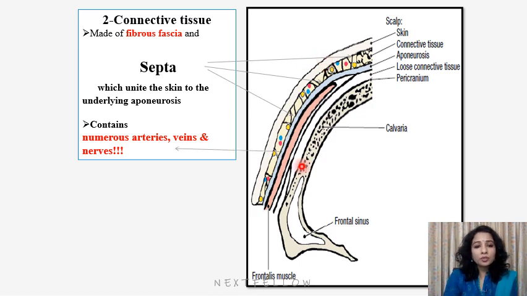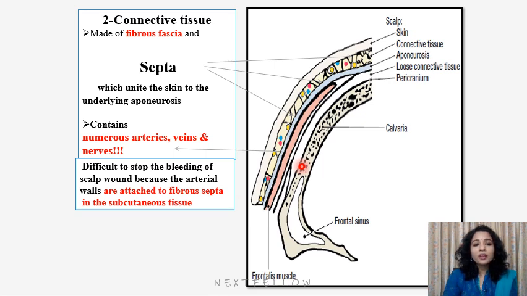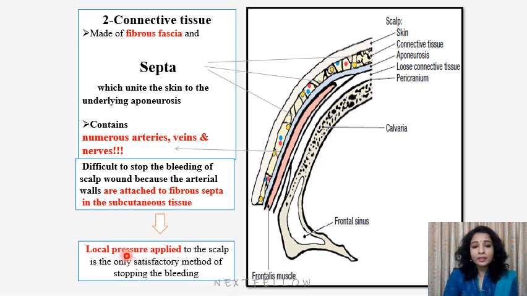So it contains numerous arteries and veins, and if there is any cut it is difficult to stop the bleeding because the blood vessels are attached to the fibrous septa of the subcutaneous tissue. So the only satisfactory method to stop bleeding is applying local pressure to the scalp.